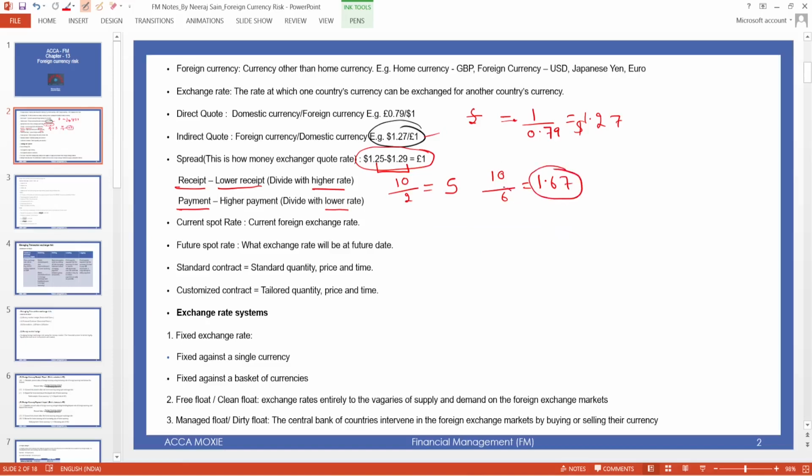Which one is the lower? This one. So which rate should you use? You should use the higher rate. Okay. But when you pay, you have to pay a higher amount. So which rate is the higher? When you divide by the lower rate, you will get a higher amount. So you have to use the lower rate so that the paying amount is higher. Okay, I hope you understand this.